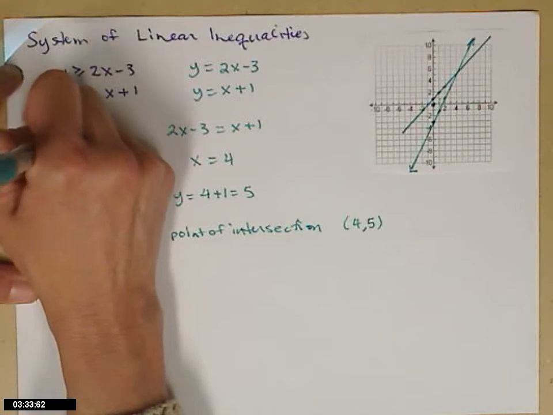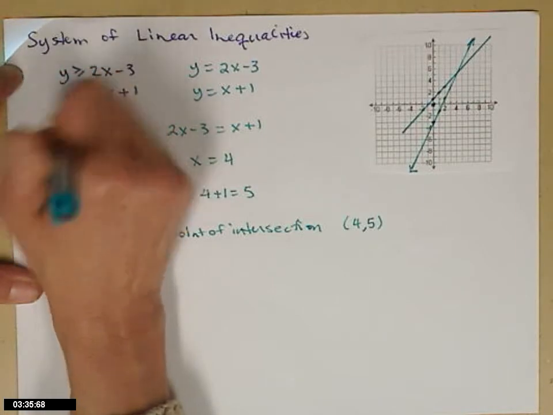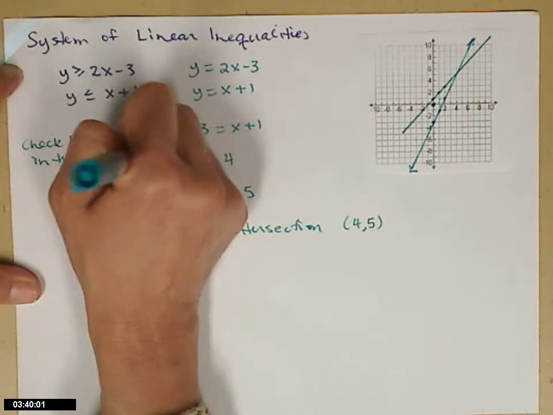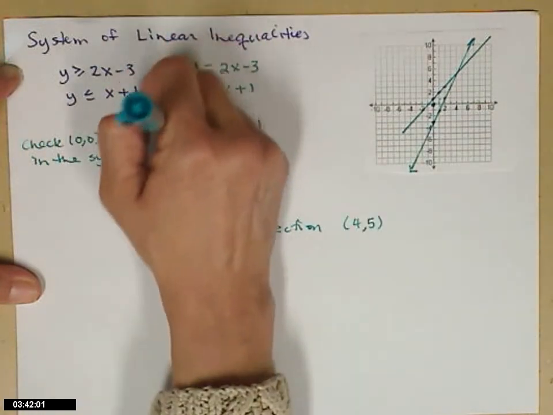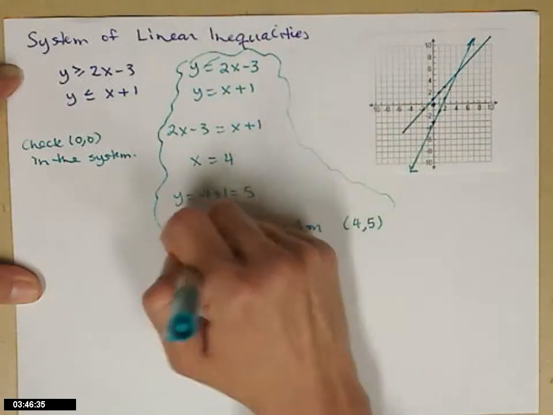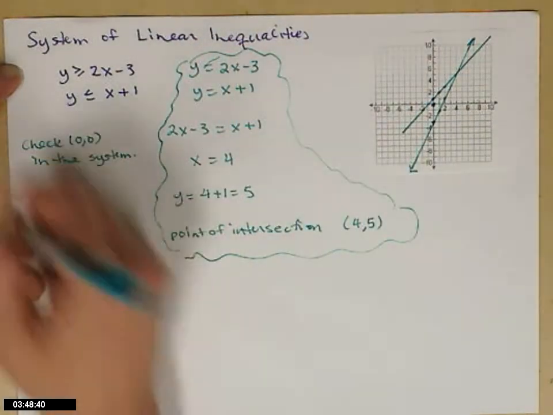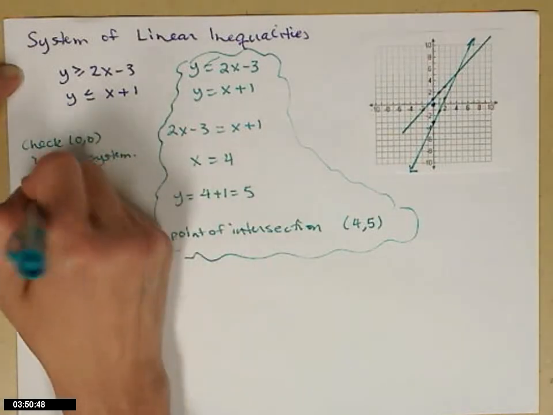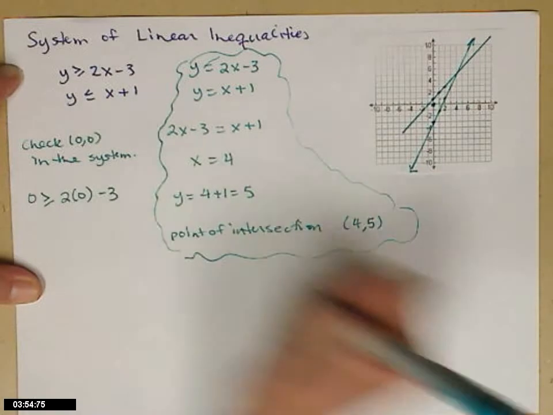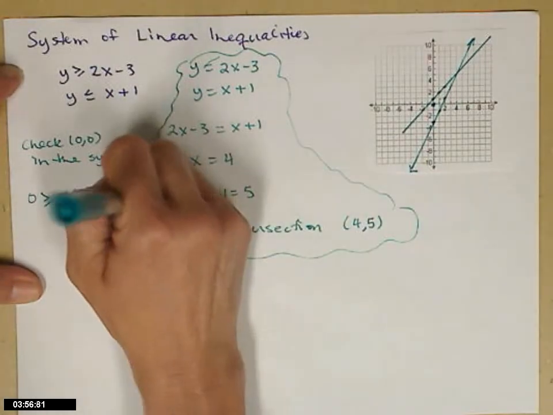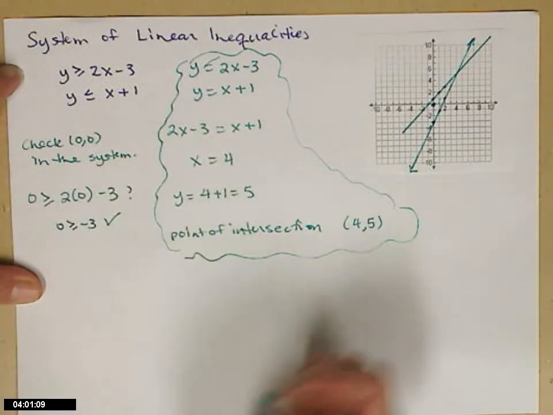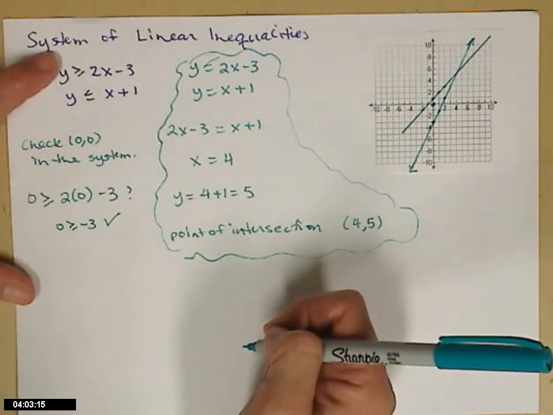So checking the point (0, 0) in the system. Now I'm back to the inequalities. So the equals part has done its job, and I'm not going to pay attention to that anymore. I'm going to work around it. So in the top, is y equals 0 greater than or equal to 2 times 0 minus 3? Is 0 greater than or equal to -3? It is. So (0, 0) works in the top equation.